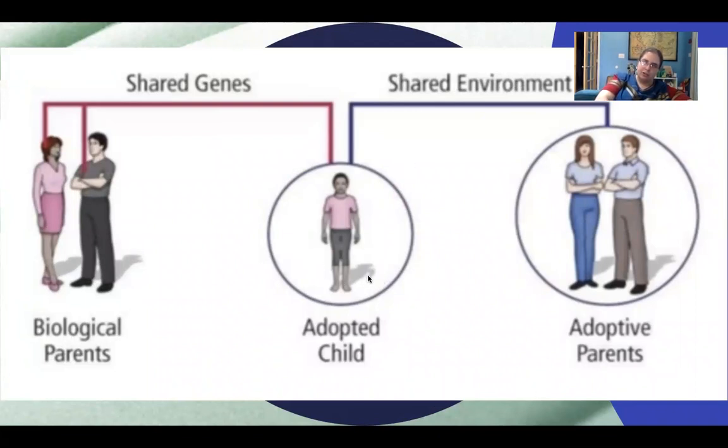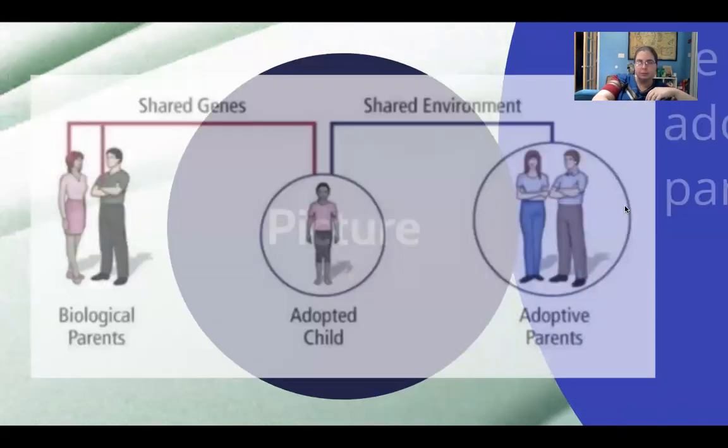Here we have our adopted child. They have shared genes with the biological parents, but not a shared environment. They have a shared environment with the adopted parents, but not shared genes. So by comparing the traits among these three groups, it allows us to kind of narrow down what's the bigger factor, a genetic cause or an environmental cause.